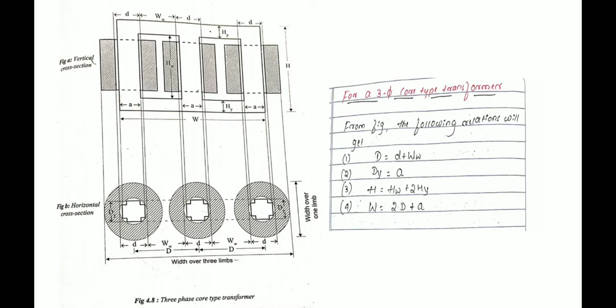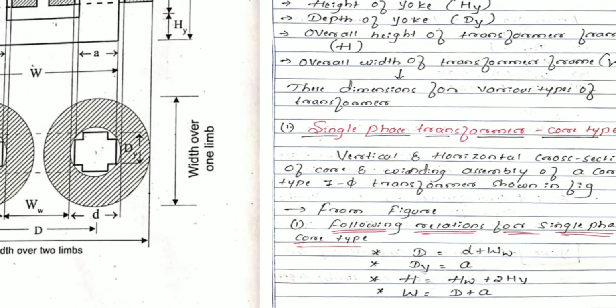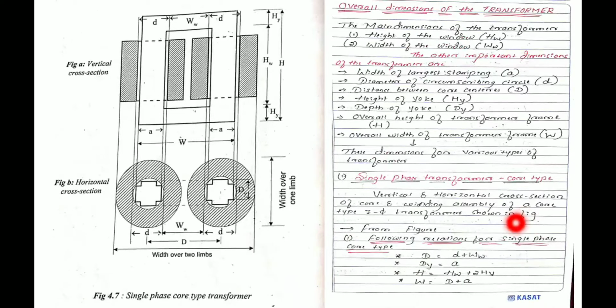So don't get confused with the relationships while solving the numericals. These are very important. In the problem itself, they are going to be mentioned, single phase as well as three phase. For example, determine the overall dimensions of a single phase core type transformer. Overall dimensions means height of the window as well as the width of the window. These are the main dimensions. So if they have asked for overall dimensions in the problem, these are the dimensions we have to determine. For a single phase transformer, these four relations we have to find out.